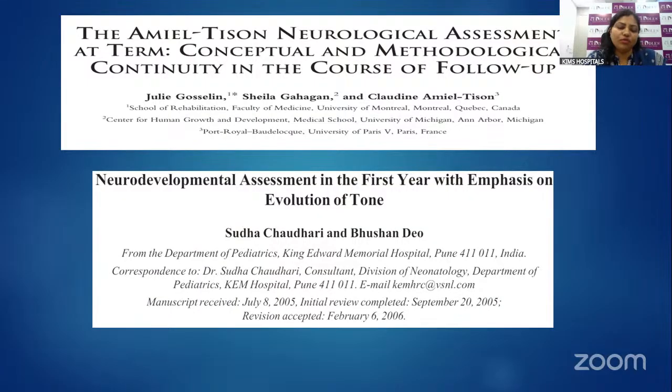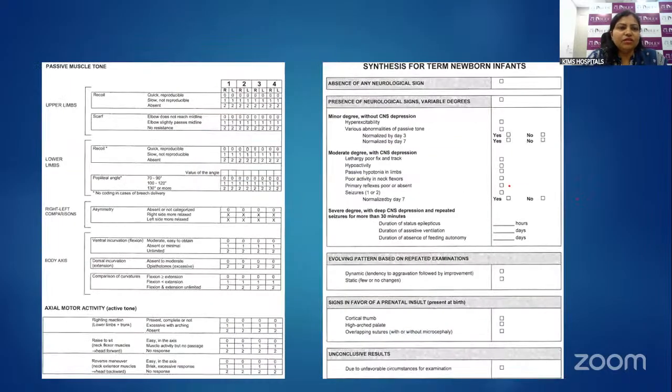They will tell you how to perform all the maneuvers, what precautions you should be taking, and how you will be interpreting the result. Everything is discussed very nicely. Though it is a little older paper, they have written very nicely about the scale. So this is how the scale looks like.